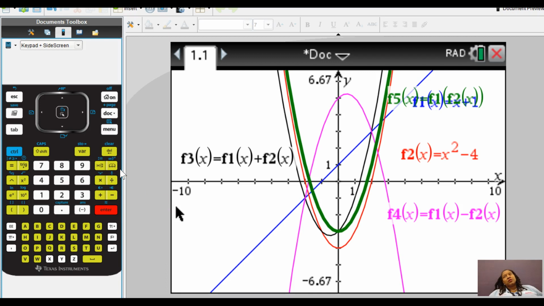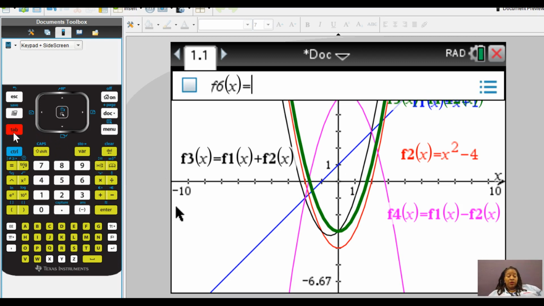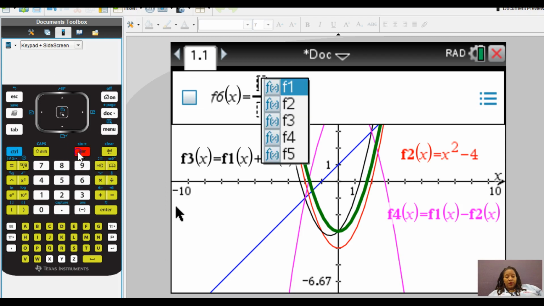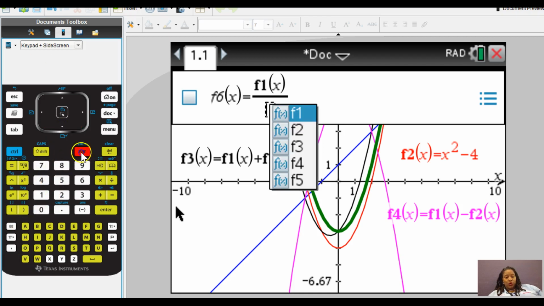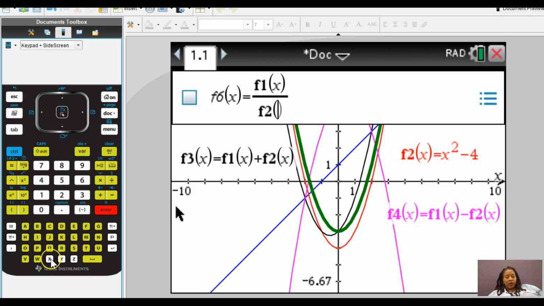Is there another one you wanted to see? You wanted to see the difference. I mean, not the difference, the quotient. Okay, let's try quotient. I don't have a problem doing that. Tab, control, divide, variable, f1, enter, of x, close parentheses, we're going to come down, divided by variable f2, enter, of x.